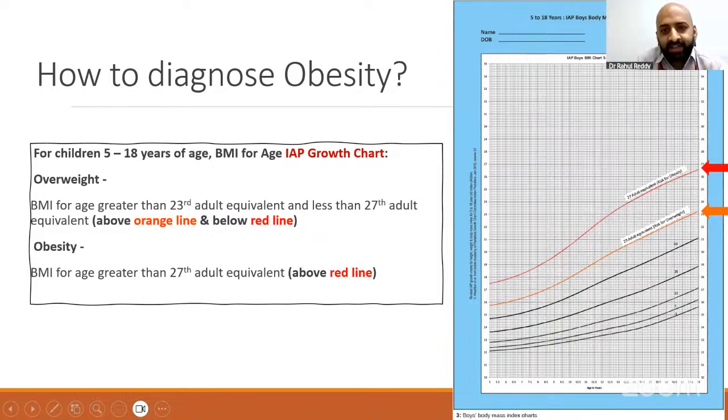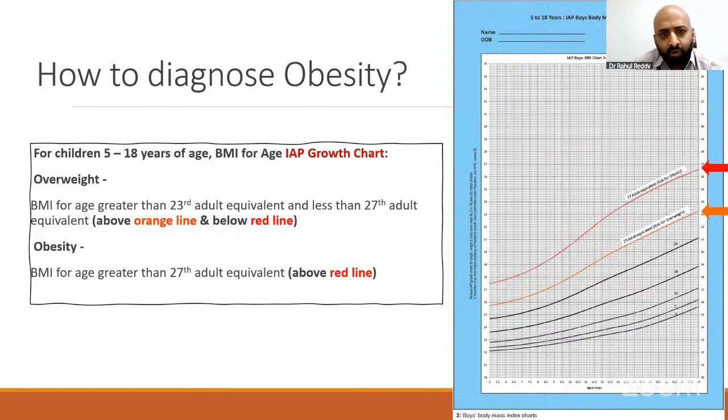Regarding diagnosing obesity, generally we see children 5 to 18 years, the growing age. So the BMI for age IAP growth charts need to be used. And now the combined charts are also there from 0 to 18 years, the WHO and the IAP combined growth charts, in which you don't need to calculate the BMI at all. You can put the weight and the height, join the line, and on the top left corner, you will find if they're overweight or obese. So you, as pediatricians, it's much easier to use and takes much lesser time. So that is the IAP WHO combined growth charts from 0 to 18 years.